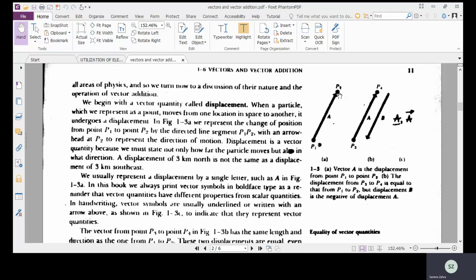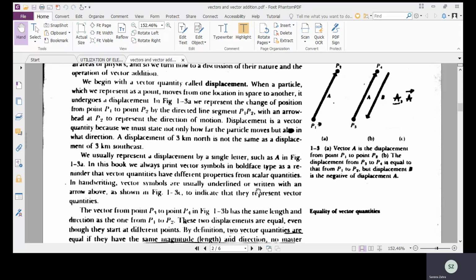Displacement is a vector quantity because we must state not only how far the particle moves, but also in what direction. A displacement of 3 kilometers north is not the same as a displacement of 3 kilometers southeast. If I say I'm moving towards right, it is not equal to saying I'm moving towards left. We usually represent a displacement by a single letter, A.